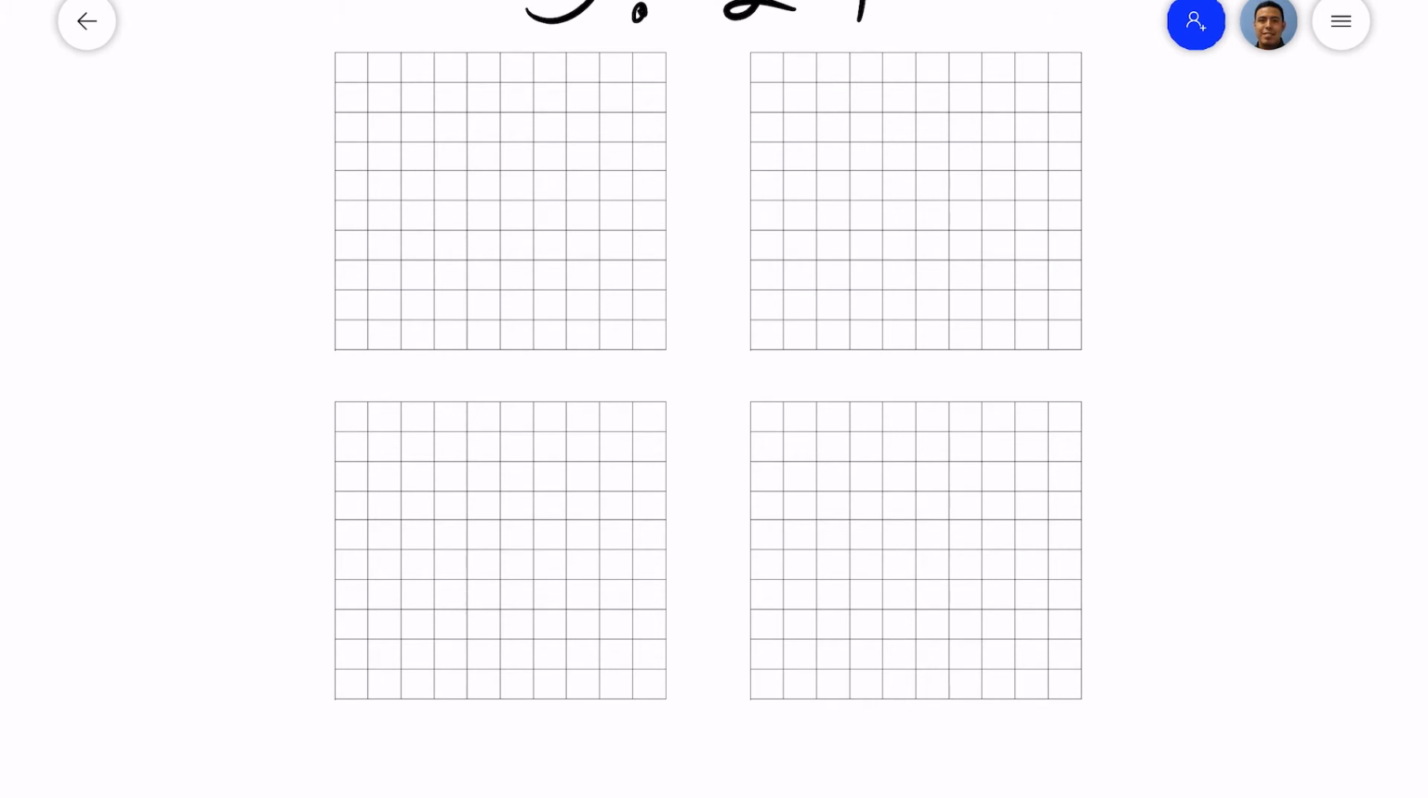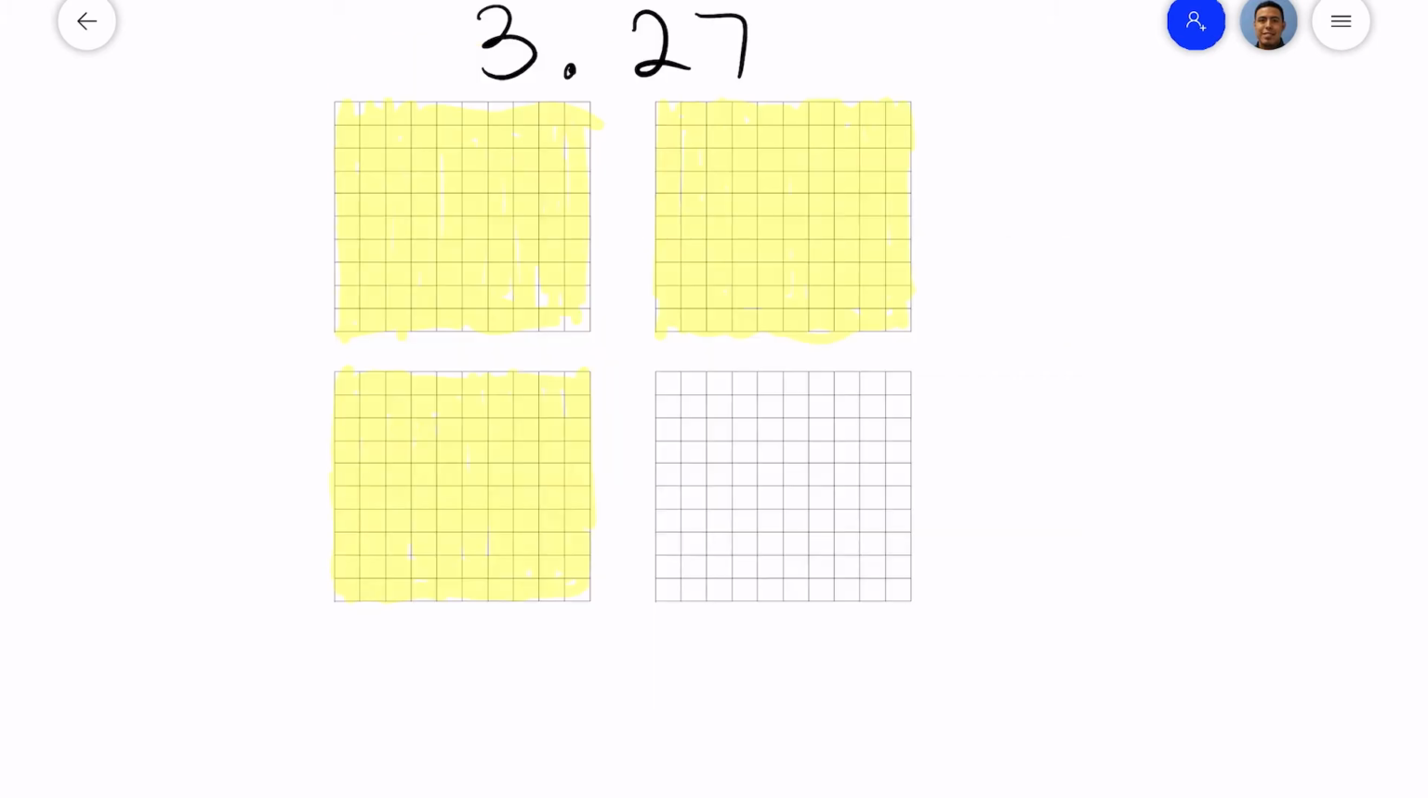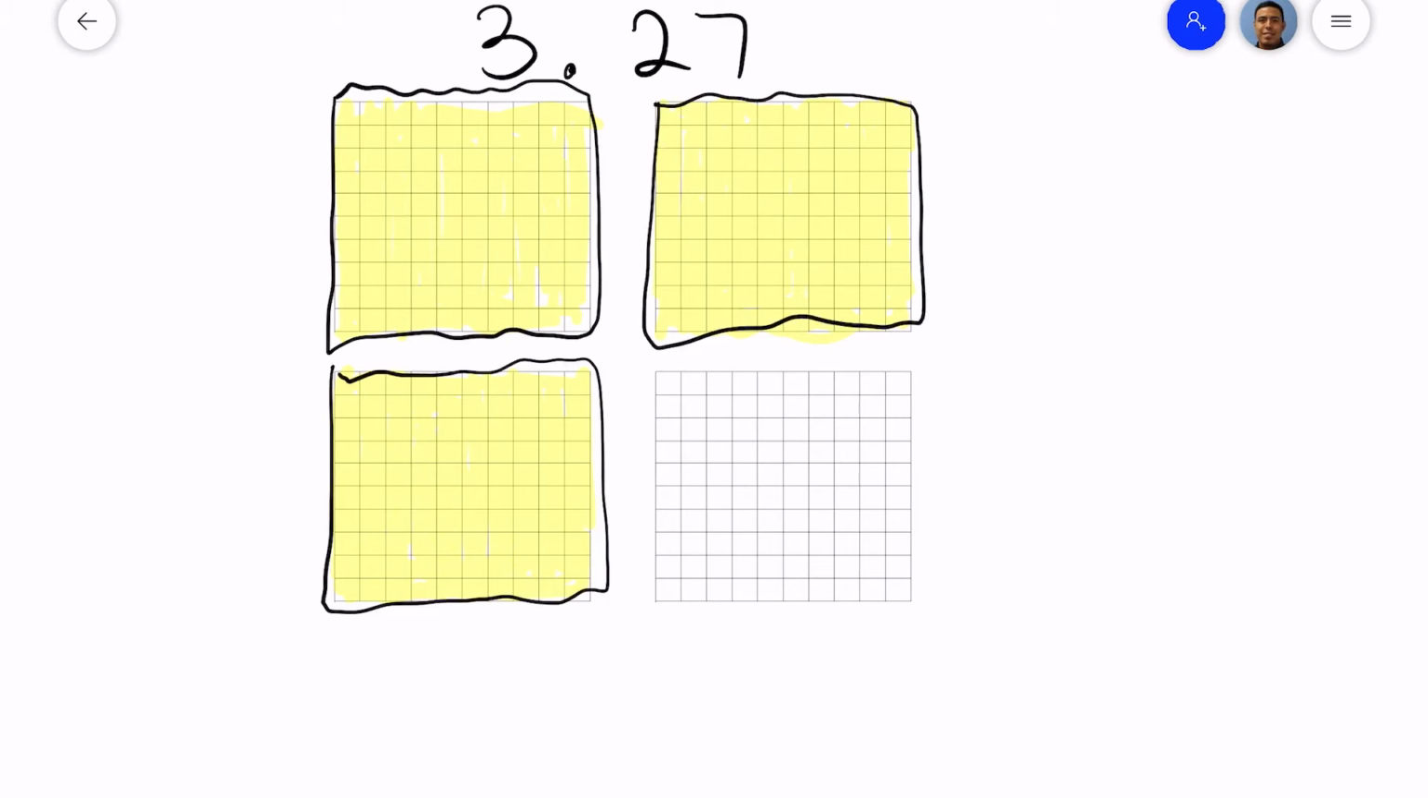Since I have a 3 in the ones place, that means that I have to fully shade all three of these models right here. These models represent one whole, and if it's fully shaded, it's going to be 3 in the ones place. It's just one whole divided into 100 parts. So each of these has 100 parts, and I have 3 that are fully shaded.